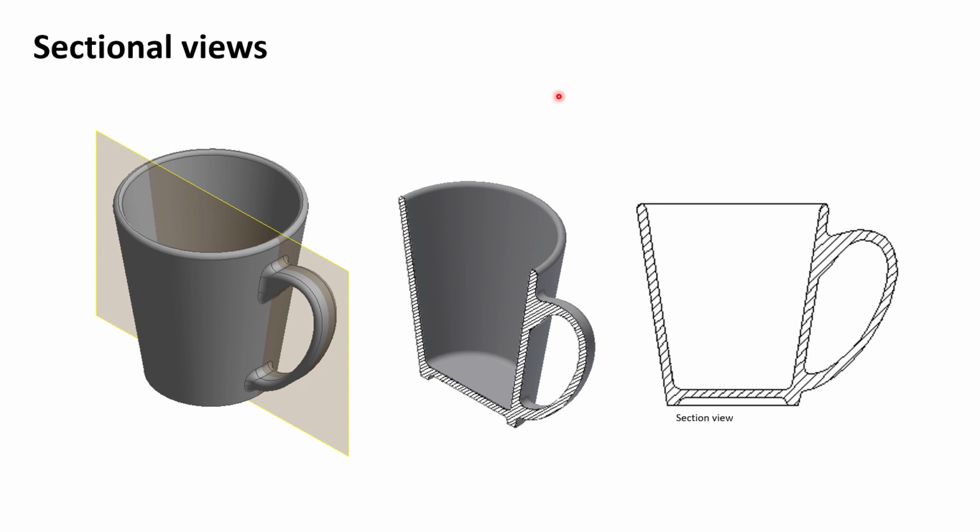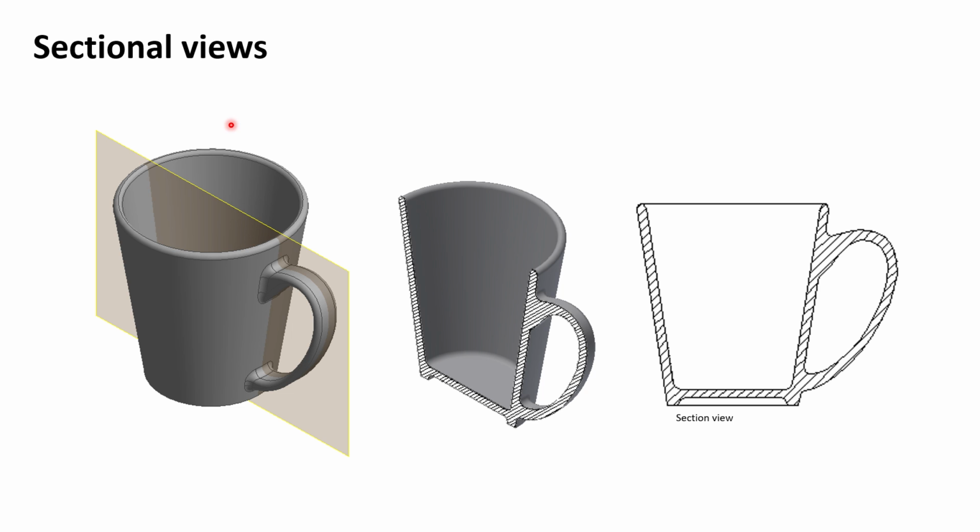In addition to principal views, there are other views that can help you understand the details of 3D objects. Let's use this coffee cup as an example. If I want to see what's inside the cup, I could use hidden lines to show the inside of the cup. However, when there are too many hidden lines in a view, the view will become too crowded and may be very difficult to read.